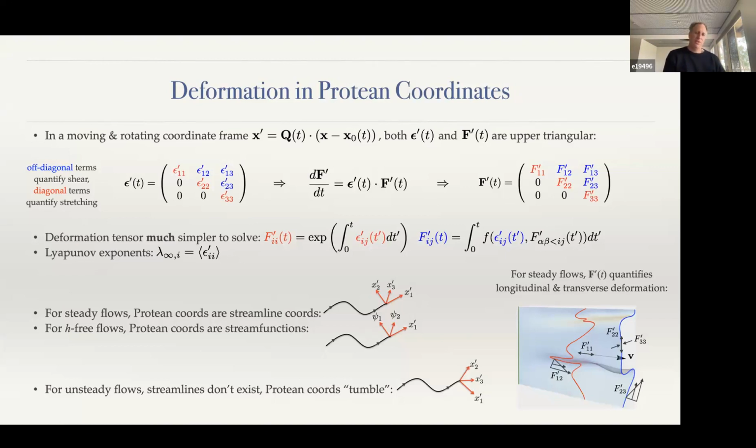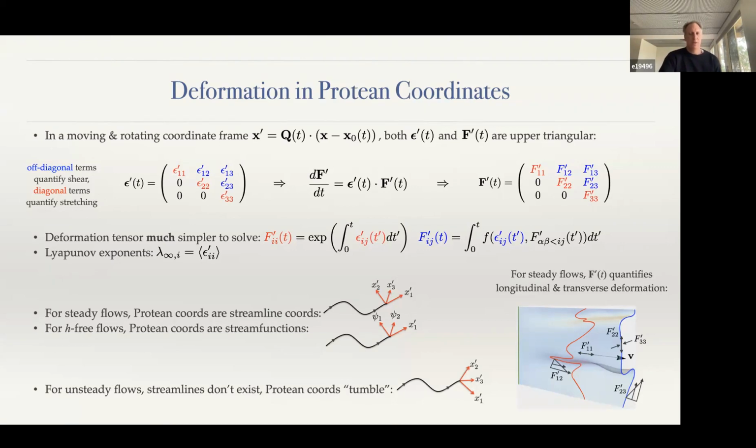For steady flows, it turns out that this protean coordinate frame is simply streamline coordinates. So whether it's 2D or 3D, if the system has streamlines, then this will be a streamline coordinate frame. For helicity-free flows, the protean coordinates also align with the stream functions that we mentioned earlier. And for unsteady flows, there's no such thing as streamlines. We only have path lines, and essentially the protean coordinate frame just tumbles.